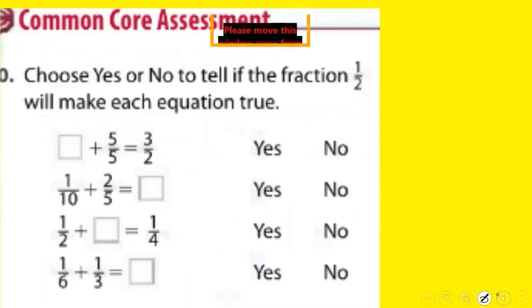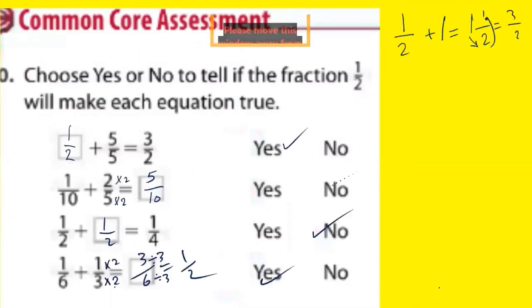Choose yes or no to tell if the fraction 1/2 will make each equation true or not. This is 1/2 plus 5 over 5. 1/2 will stay as it is, 1/2, and 5 over 5 equals 1. 1/2 plus 1 equals 1.5. Transforming the mixed number to an improper fraction, it will be 3 over 2. So this one will be yes. And this one, 1 over 10 plus 2 over 5, I will multiply 5 by 2 to equal 10, and 2 by 2 equals 4. 1 plus 4 equals 5 over 10. So this one is yes.